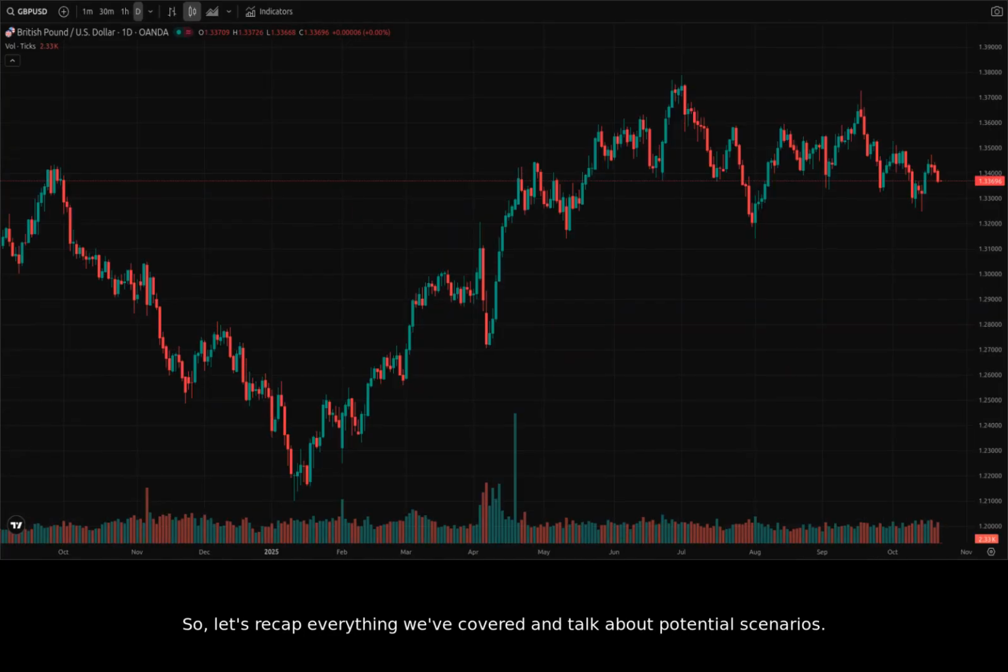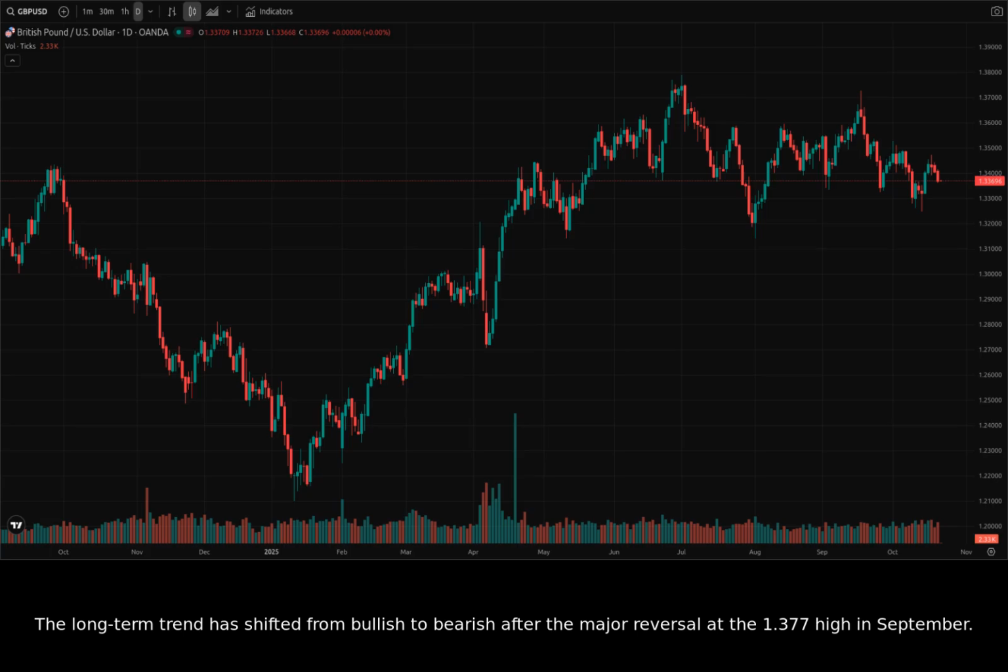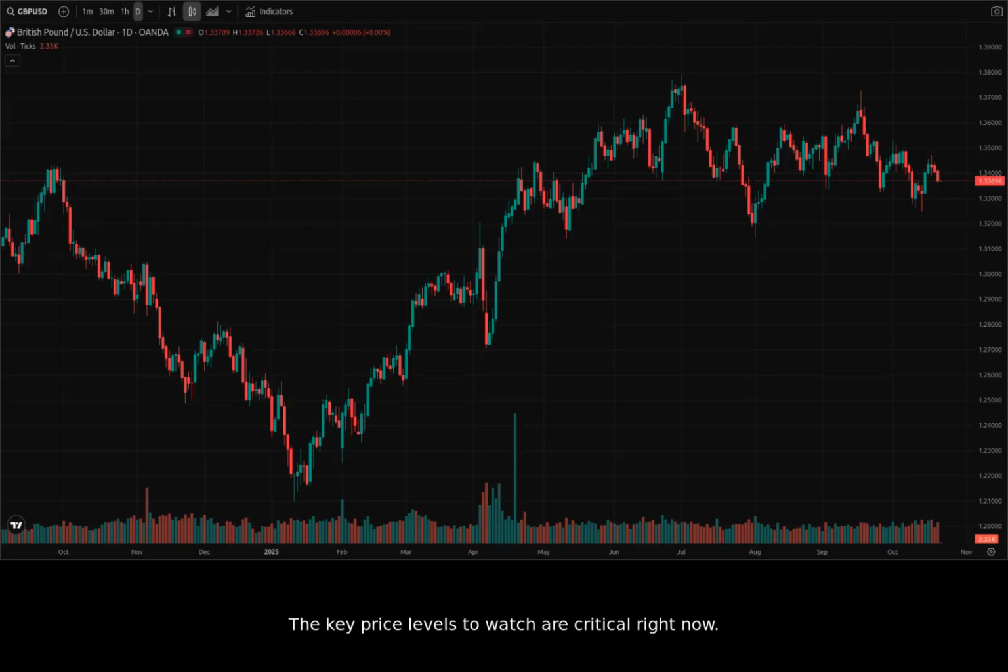So, let's recap everything we've covered and talk about potential scenarios. The long-term trend has shifted from bullish to bearish after the major reversal at the 1.377 high in September. This is fundamentally supported by the diverging monetary policies of the Bank of England and the US Fed. We are currently in a corrective bounce or consolidation phase within this new downtrend. The key price levels to watch are critical right now.